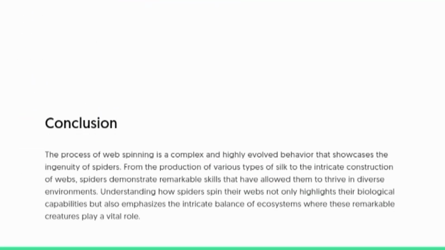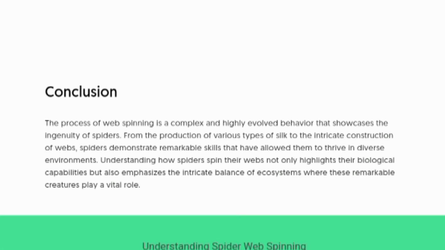Conclusion: the process of web spinning is a complex and highly evolved behavior that showcases the ingenuity of spiders. From the production of various types of silk to the intricate construction of webs, spiders demonstrate remarkable skills that have allowed them to thrive in diverse environments. Understanding how spiders spin their webs not only highlights their biological capabilities but also emphasizes the intricate balance of the ecosystem where these remarkable creatures play a vital role.